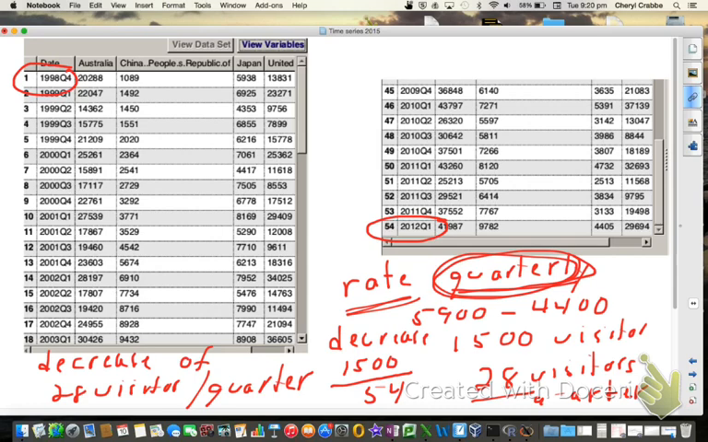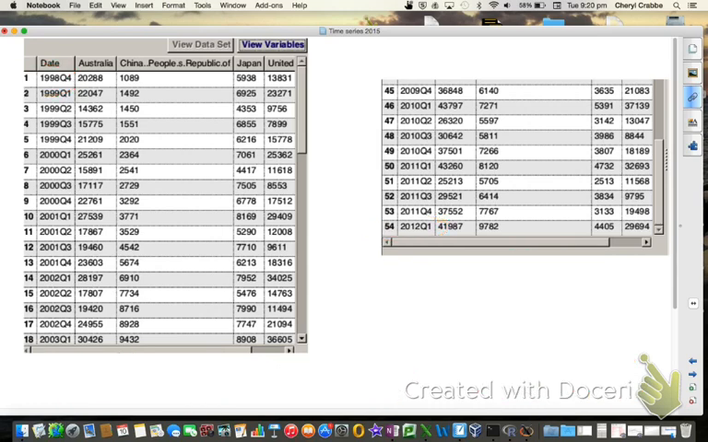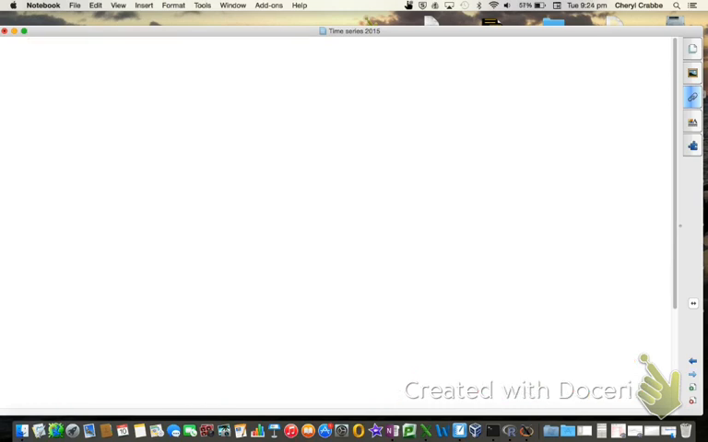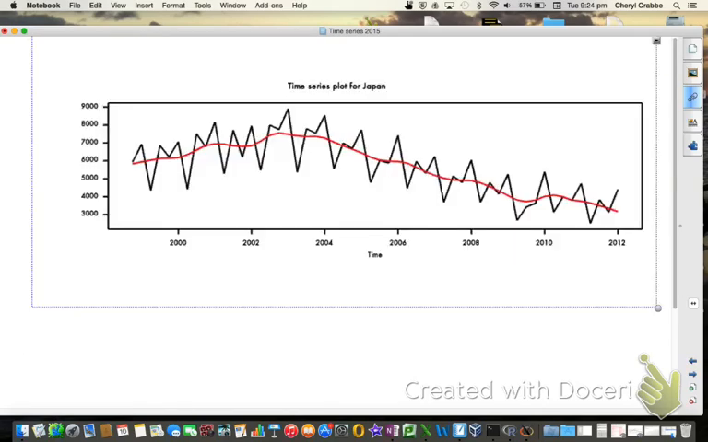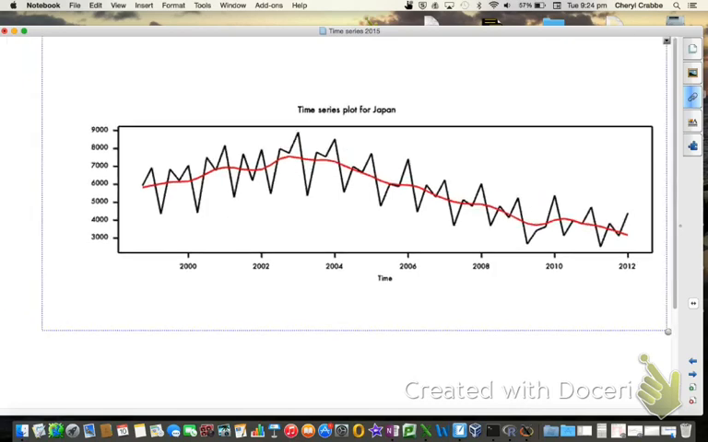Now, remember, let's go back to the graph. Remember, there's a lot more going on. So the first thing is you do the overall trend, right, from beginning to end. Overall, what's going on? It's a decrease. Goes from here to here, and it's a decrease. Now turn that into a rate per quarter. You got a rate.